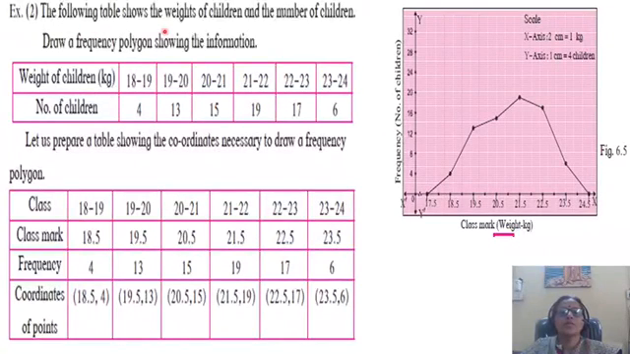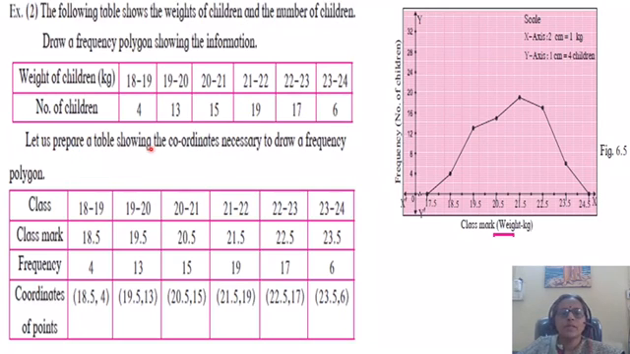The following table shows the weights of children and the number of children. Draw a frequency polygon showing the information. Weight of children in kgs is given as 18 to 19, 19 to 20, 20 to 21, 21 to 22, 22 to 23 and 23 to 24. Likewise, the classes are there, and the frequency, the number of children, is mentioned.